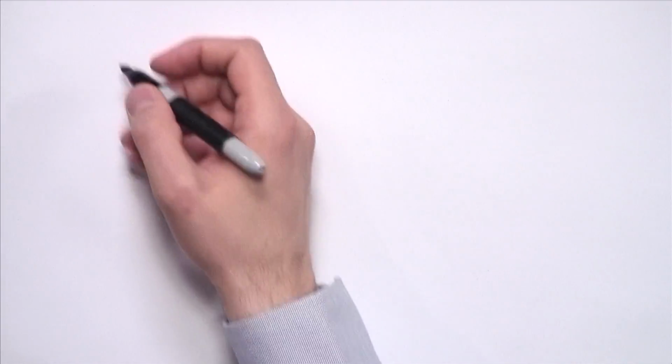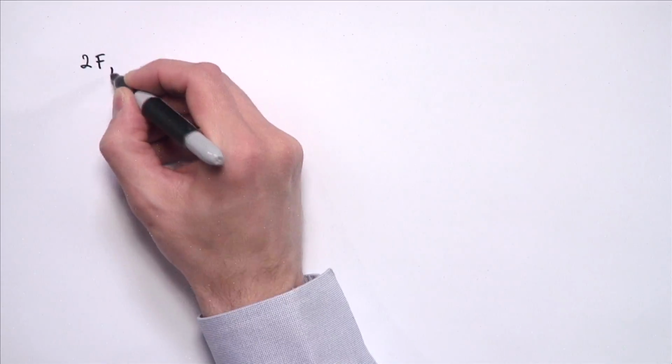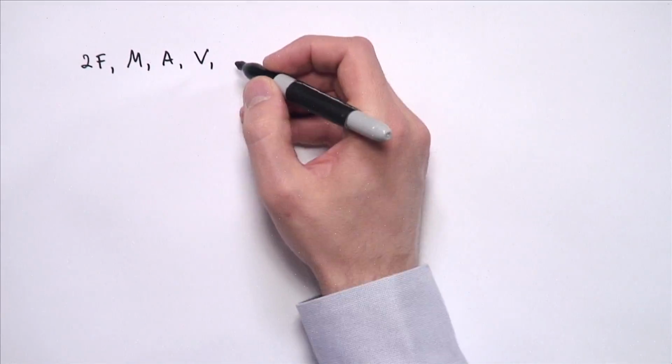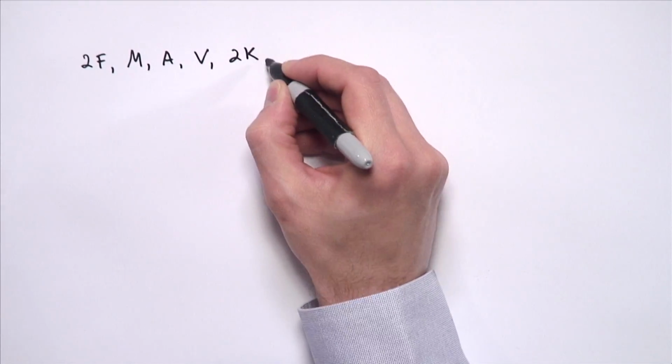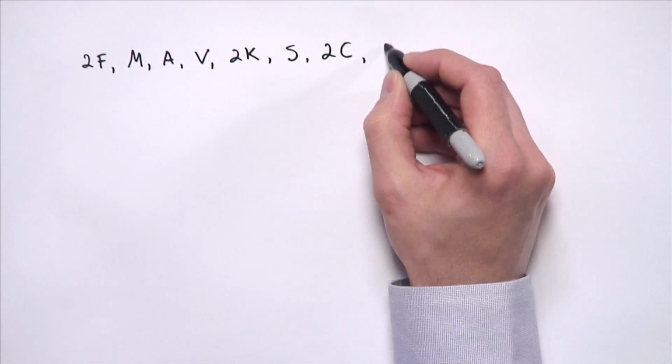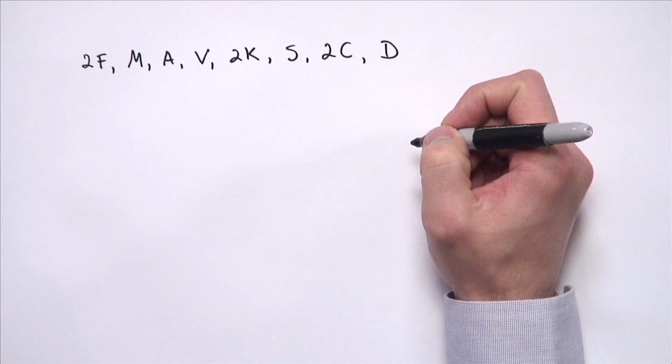The first piece of information that we're given is the result of a total hydrolysis of our peptide with 6 molar HCl. So we're told we get the following amino acid composition. We get 2 phenylalanines, 1 methionine, alanine, valine, 2 lysines, 1 serine, 2 cysteines, and 1 aspartate.